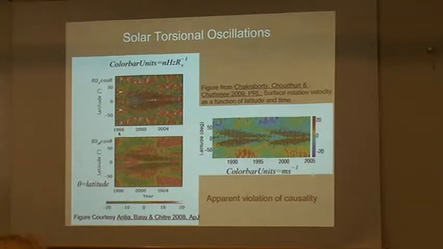The torsional oscillation is actually starting before the sunspot cycle, and if the Lorentz force is responsible for these torsional oscillations, then this looks like an apparent violation of causality. You see the effect before there is the cause. Before the sunspots come on the surface, you have the torsional oscillations.